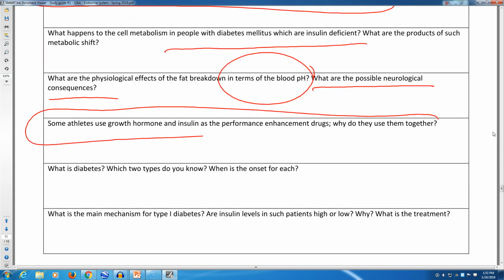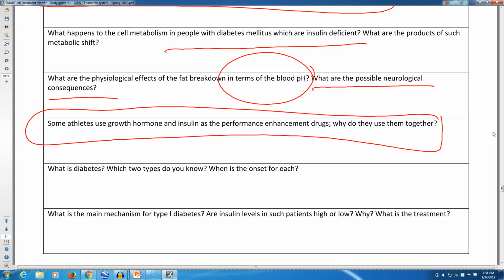Why do athletes use growth hormone and insulin together? Insulin requires uptake. Insulin leads to uptake of glucose and amino acids. And growth hormone stimulates the protein synthesis. Does that make sense? Either of them alone is not effective. Does that make sense? No?